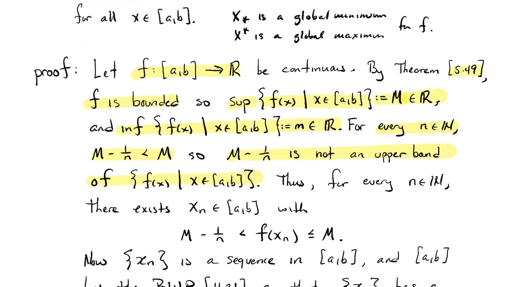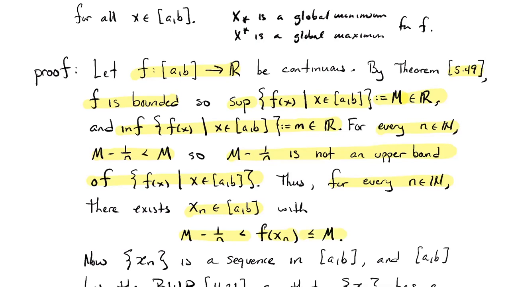So if it's not an upper bound, that means I can find something in this range that's bigger than it. But something in this range looks like f of something. Because all of this depends on this natural number, if you roll all that together, for any natural number I can find an input, I'm going to call it x sub n because it goes with the natural number, such that its output would be strictly bigger than M minus 1 over n. I can do that because M minus 1 over n is not an upper bound for the range. This other inequality is true for every x in the domain because M is the supremum.